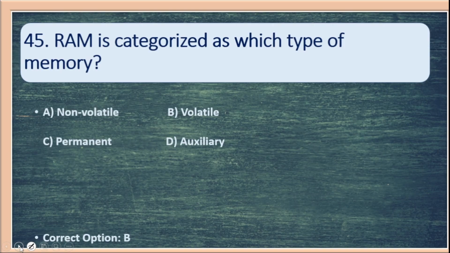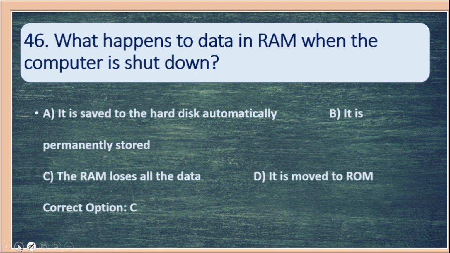RAM is categorized as which type of memory? Non-volatile, volatile, permanent, auxiliary. Answer is B, volatile memory. Comment if you want to know about non-volatile memory. What happens to data in RAM when the computer is shut down? It is saved to the hard disk automatically, it is permanently stored, the RAM loses all data, it is moved to ROM. Answer is C, RAM loses all data.